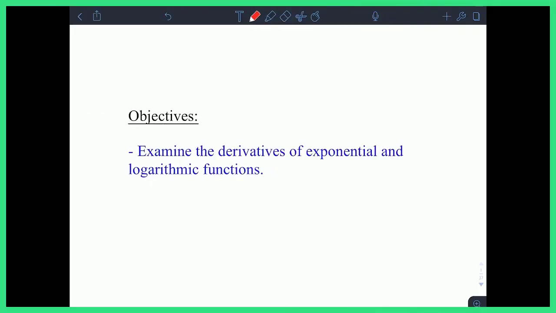Hey everyone, Mr. Shatter here to take a look at examining the derivative of exponential and logarithmic functions. In this video we're going to consider the derivative of 4 different types of functions, and we'll learn 4 formulas as a result. Let's get started.